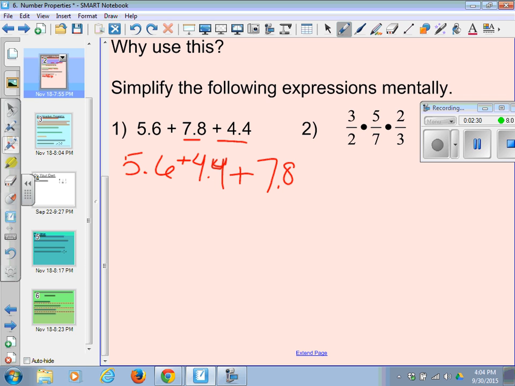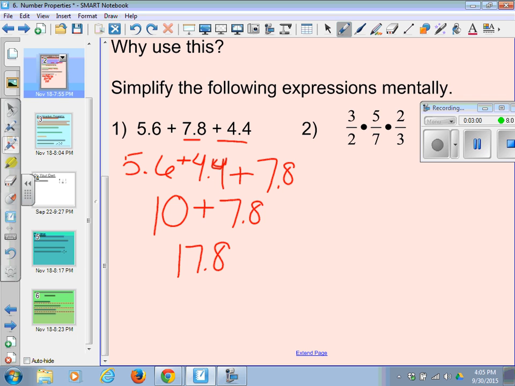5.6 plus 4.4 add together pretty nicely. These two add together to give you 10. Our 0.4 and our 0.6 add together nicely, as well as our 5 and our 4. Now we have 10 plus 7.8, and that'll give us 17.8.